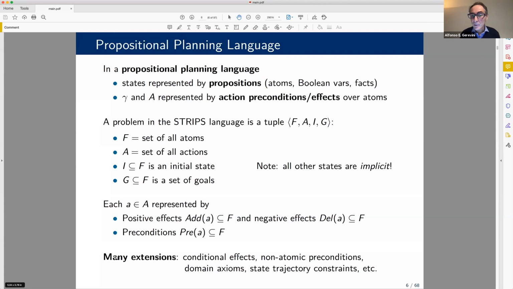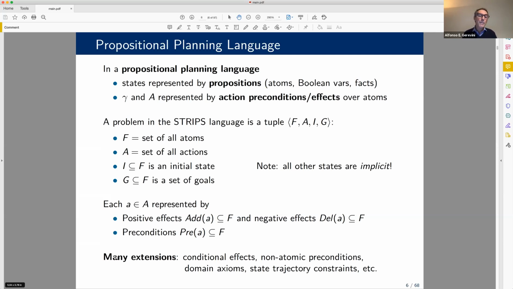Actions are described in STRIPS with positive effects and negative effects, where positive effects are facts or propositions that become true after the execution of the action, and delete effects are atoms that become false after the execution of the action. And then we have preconditions, that are atoms that should be true in the state where the action is applied. So this is the very basic representation.